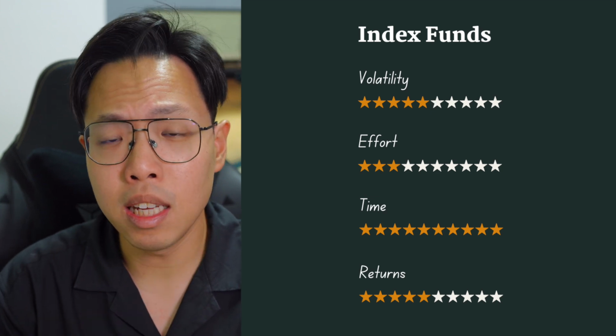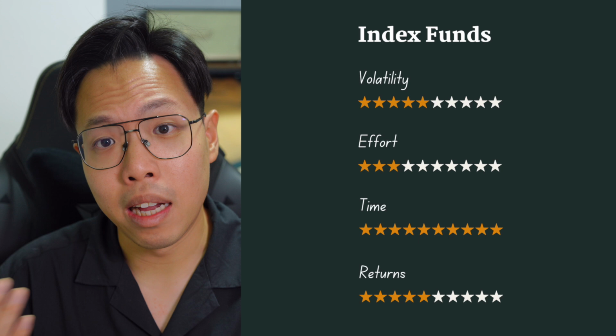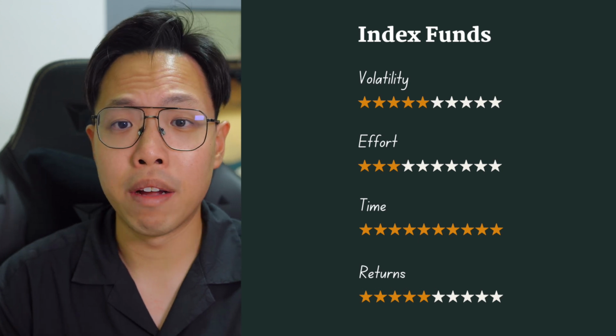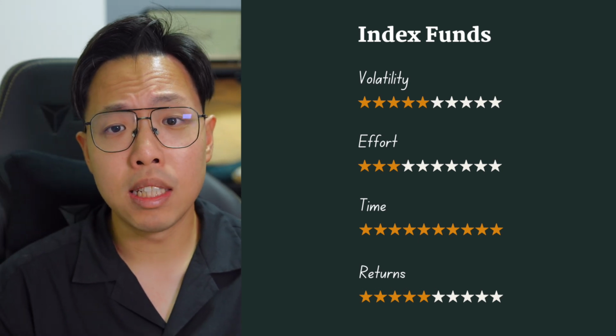Everything will be measured against it. Things that are more volatile than indexes will be higher than 5. Less volatile will be lower than 5 lah. But in terms of effort, I would say this is a 3 out of 10.